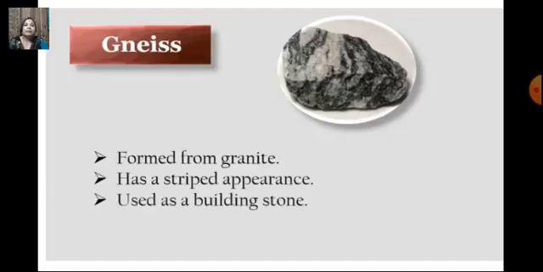Gneiss is a metamorphic rock which is formed from granite. It has coarse grains and a striped appearance, which is also shiny. The shine or luster is because of the presence of the mineral called mica. It is used as a building stone.